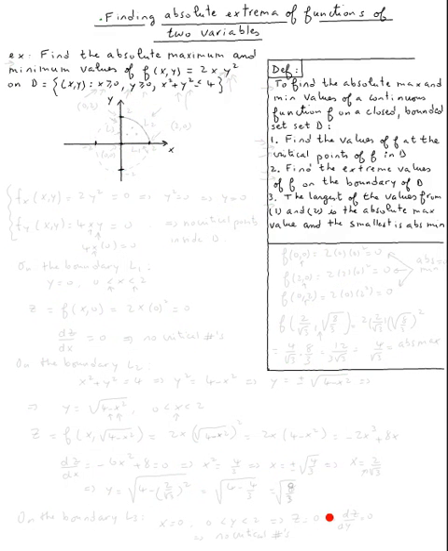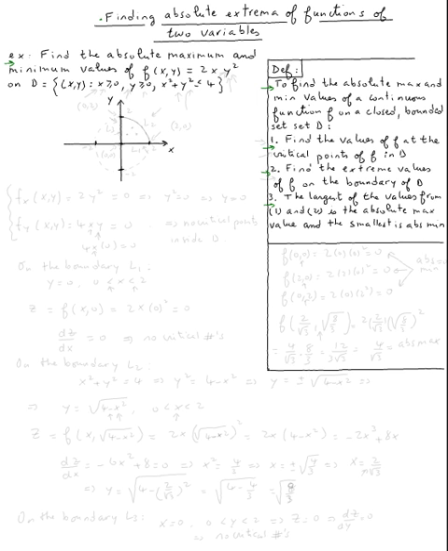The topic is finding absolute extrema of functions of two variables. So let's read the definition. To find the absolute maximum and minimum values of a continuous function f on a closed bounded set D, first, we find the values of f at the critical points of f in D, and then second, we find the extreme values of f on the boundary of D. Then the largest of the values from 1 and 2 is the absolute max value, and the smallest is the absolute min. Alright, so let's do this example.